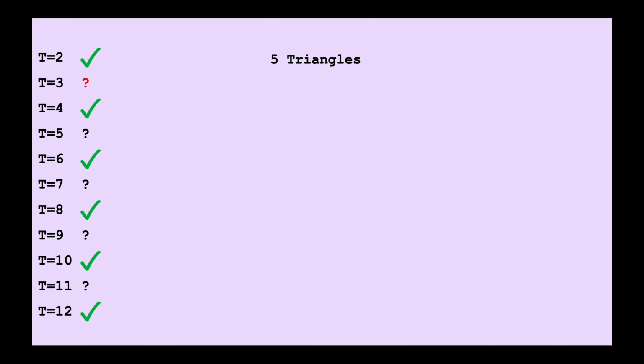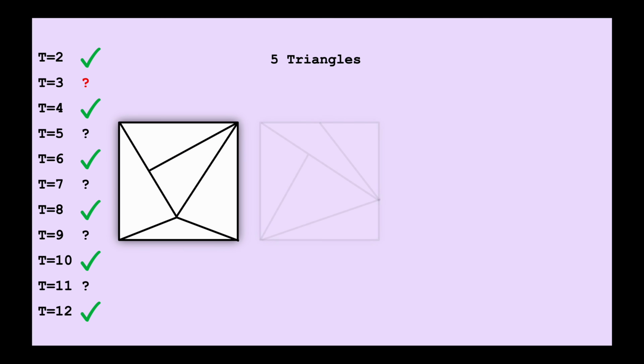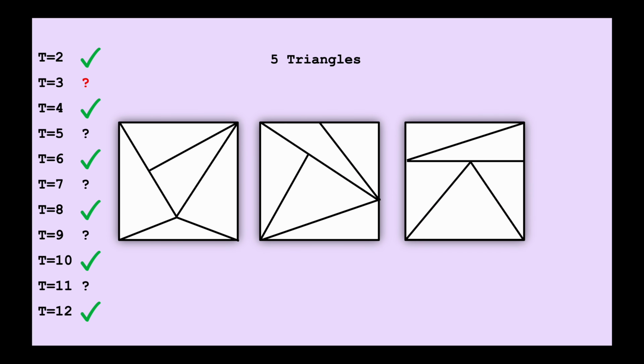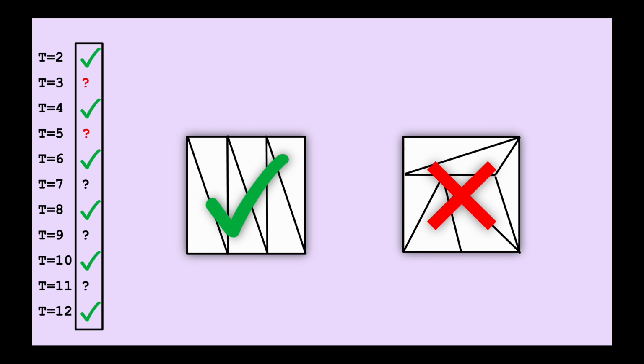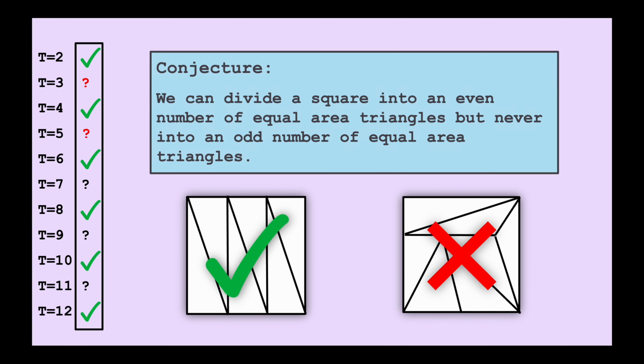For 5 triangles, messing around reveals no obvious solution, and since it's difficult to exhaustively check all triangulations, we'll just use our red question mark again. At this point, we have found a solution for all even t, and there is no obvious solution for small odd t, so we might conjecture that even t work and odd t don't.